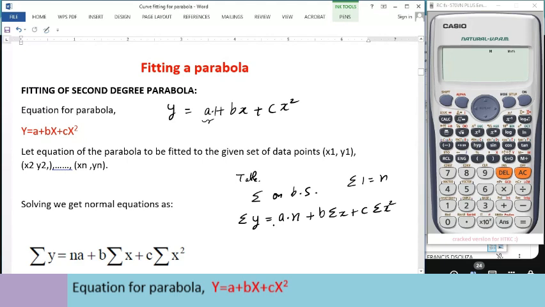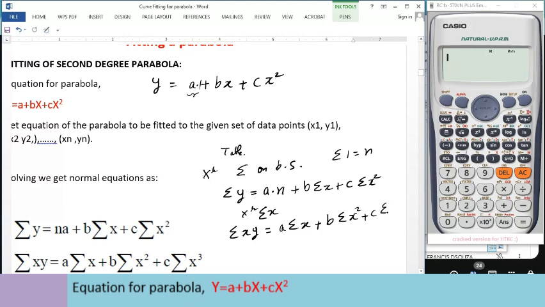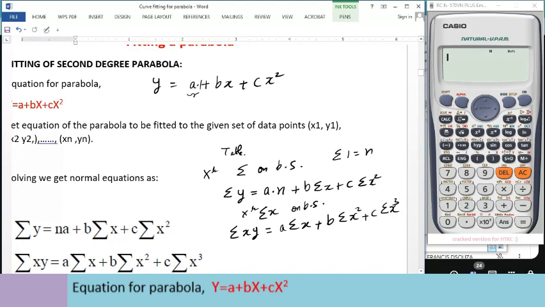Similarly, one equation we can't simplify, therefore we require simultaneous equations. So I will again multiply x on both the sides. Therefore when we multiply, students, we get summation of xy is equal to a, which remains constant, times summation of x, plus b, already x is here, so if I multiply one more x, it will become summation of x², plus c summation of x³. So everywhere I have multiplied x on both the sides. Therefore these equations will become our normal equations.